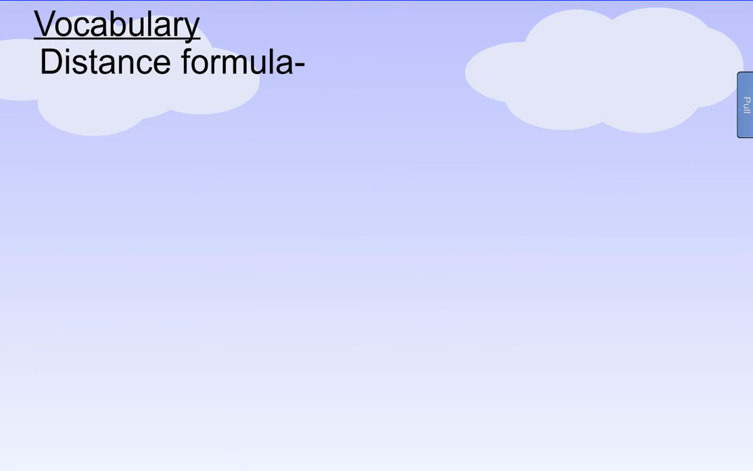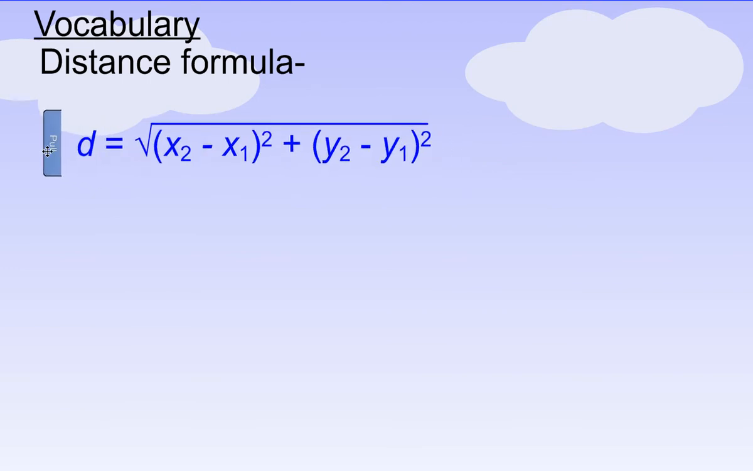So, new vocab word, distance formula. The distance formula, as you can see, it looks pretty ugly. D equals the square root of x2 minus x1 squared plus y2 minus y1 squared. Now, that formula looks really ugly, and you probably are going to hate to have to memorize it.